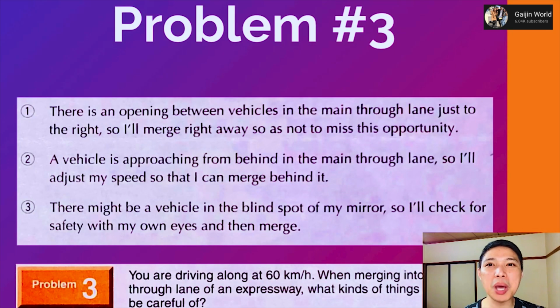Okay, problem number 3. Question number 1. There is an opening between vehicles in the main through lane just to the right. So I will merge right away so as not to miss this opportunity. Nako, mukhang alam ko na agad sagot sa number 1. Number 2. A vehicle is approaching from behind in the main through lane. So I will adjust my speed so that I can merge behind it. Makes sense. Okay, number 3.